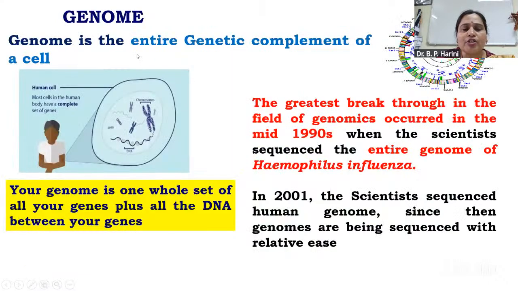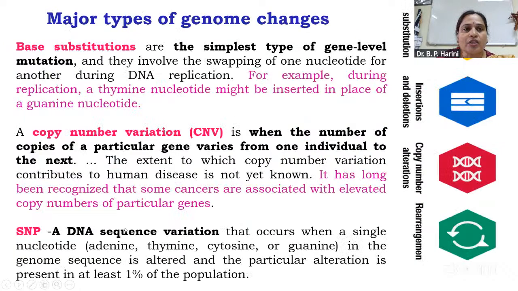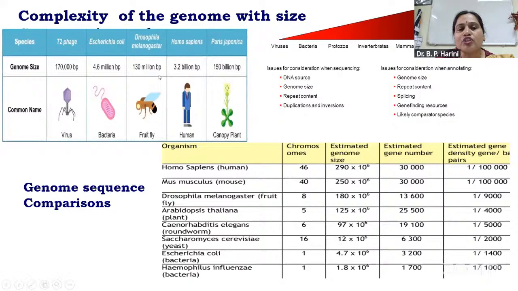Coming to the genome, the genome is the entire genetic complement of a cell, wherein your genome is one whole set of all your genes plus all the DNA between your genes. Major types of genome changes take place through base substitution. It may be through copy number variations or SNPs. Through all this, the rearrangement of the genes does happen. The complexity of the genome depends upon the size of the genome. Right from viruses to plants, a lot of complexity arises with increasing genome size.